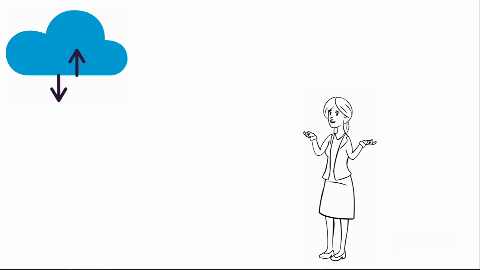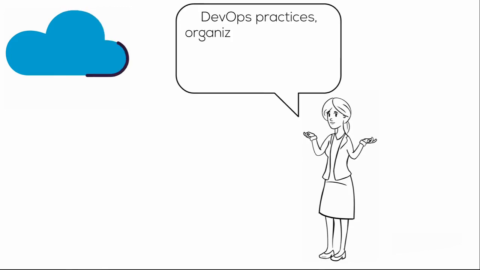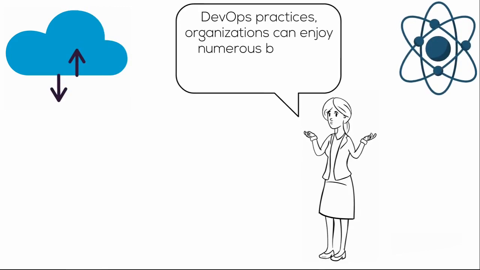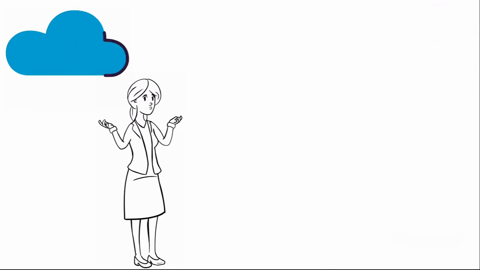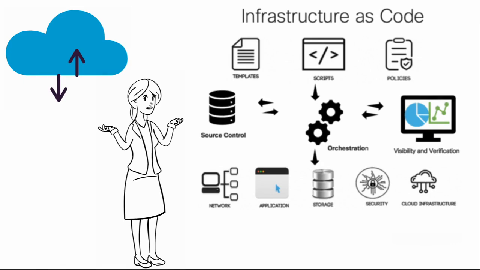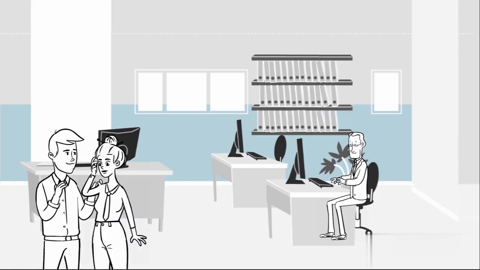By adopting DevOps practices, organizations can enjoy numerous benefits, including faster time to market, improved deployment frequency, and a lower failure rate of new releases. The core components of DevOps, automation, CI/CD, infrastructure as code, IaC, monitoring and logging, and enhanced collaboration, work together to ensure that software is developed, tested, and deployed more efficiently and reliably.